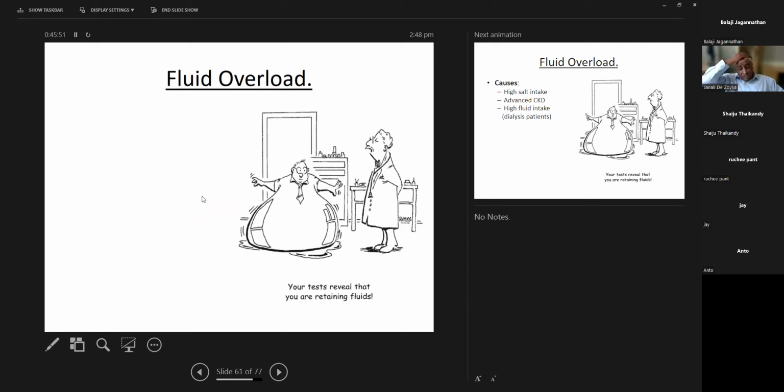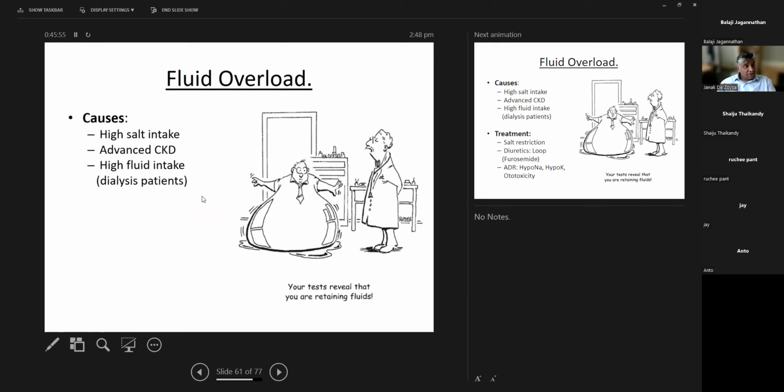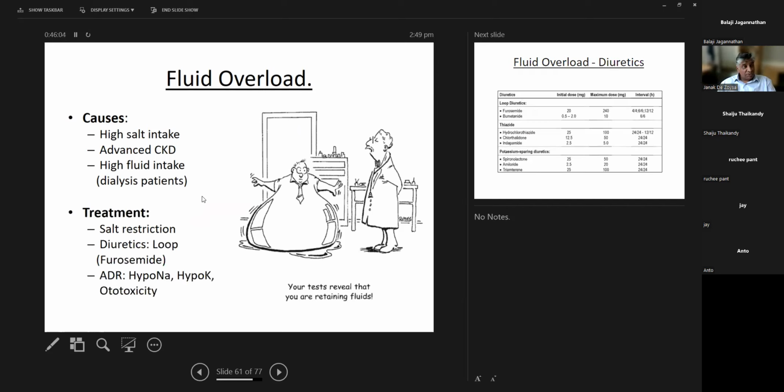Another common factor with CKD5 is the development of fluid overload. That's contributed to by a high salt diet and high fluid intake. So often what we'll do is ask the patient to salt restrict, and we'll typically use diuretics, but we need to be aware of adverse drug reactions from these, with the development of hyponatremia and or ototoxicity with very high doses of furosemide.